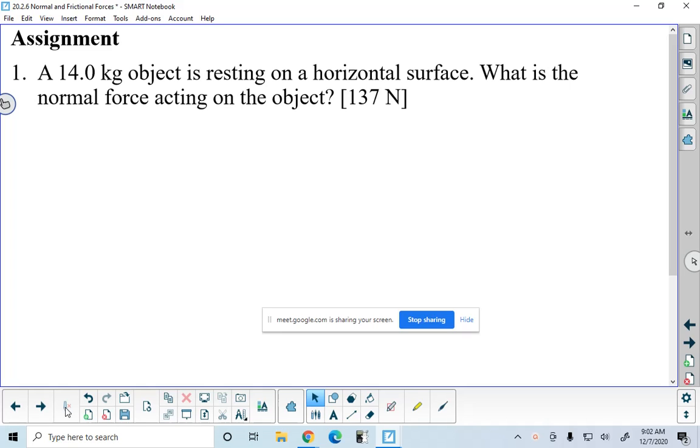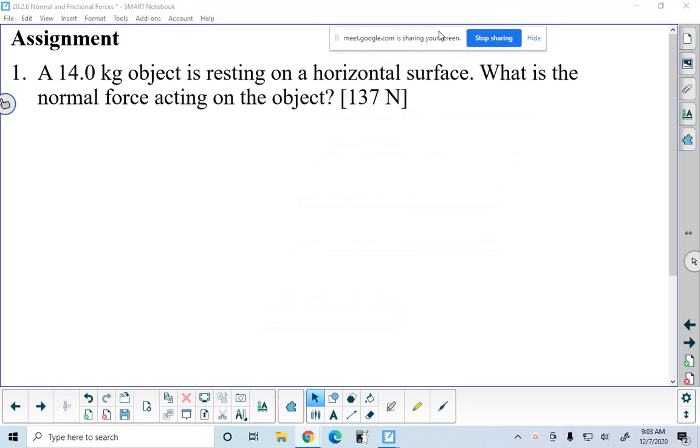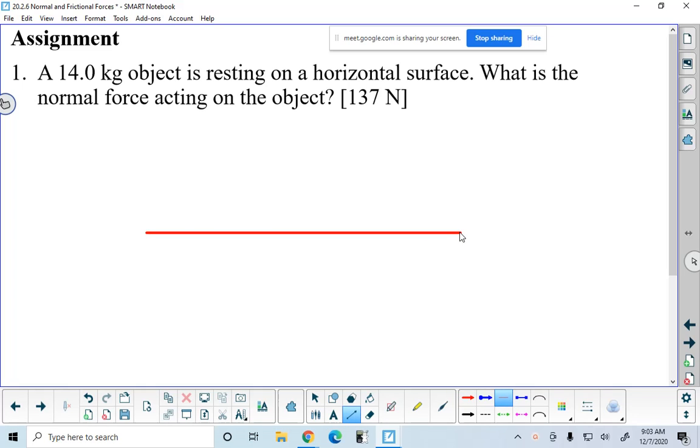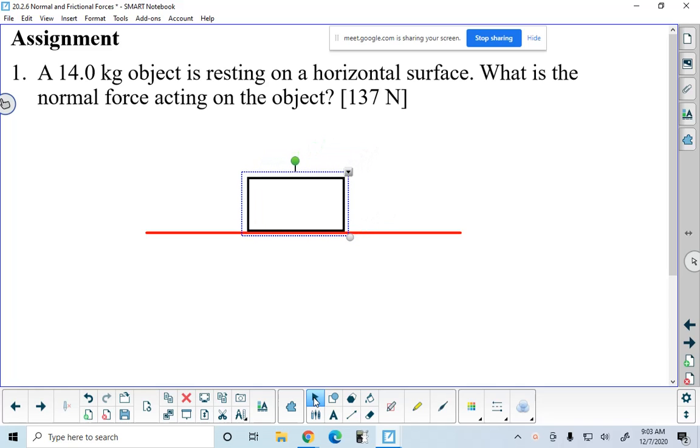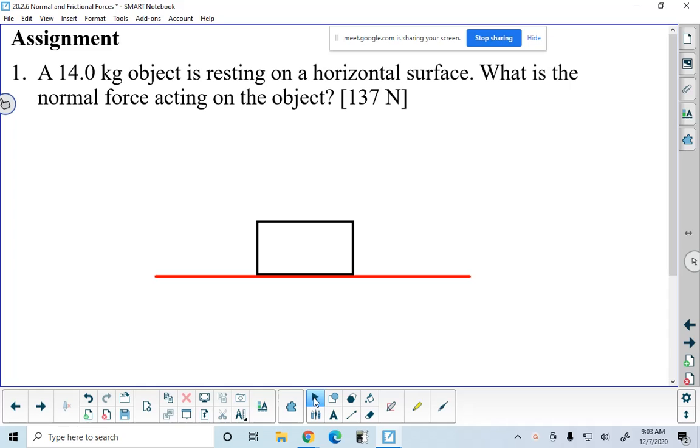We were looking at normal and frictional forces, and just to tie it all together, whenever you have an object that's on a horizontal surface, whether it's resting there or moving is not really relevant to our discussion, there are a number of forces acting on that object. In terms of vertical forces, there are only two. There may as well be horizontal forces, and I'll get to those in a second.